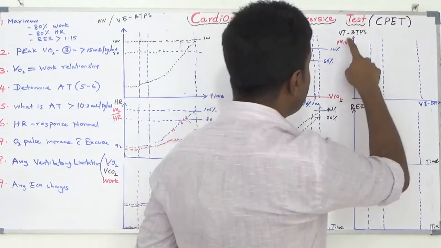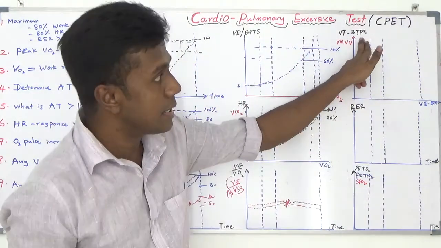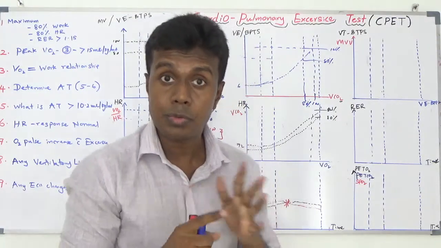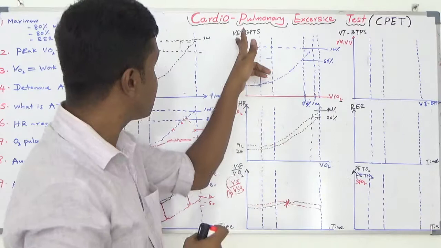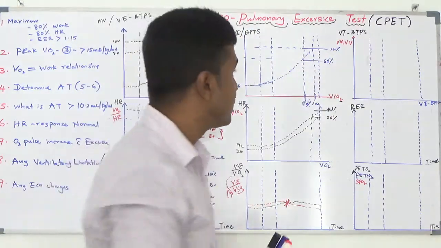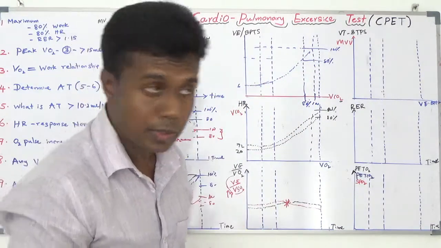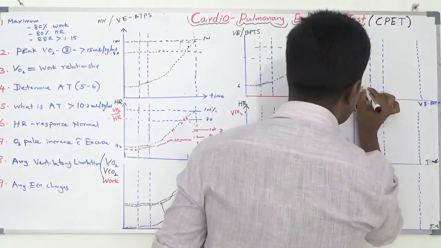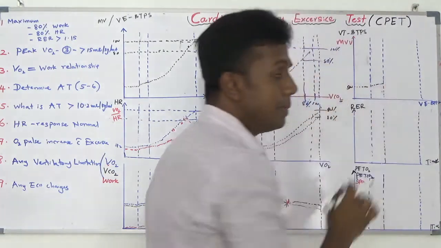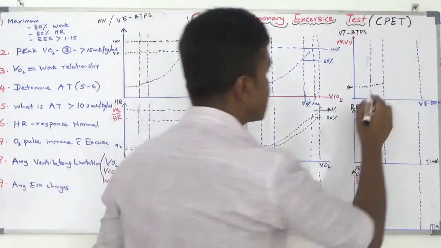Then we are going to move into the tidal volume, body temperature, ambient pressure and saturated water vapor pressure curve. We are going to measure the tidal volume. Here we measure the total minute ventilation. During the exercise your tidal volume goes up. Initially tidal volume is somewhere around 500. In unloaded exercise it will be a little bit more than 500. During the loaded exercise it goes up rapidly.